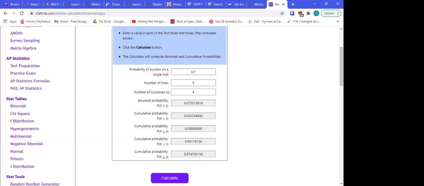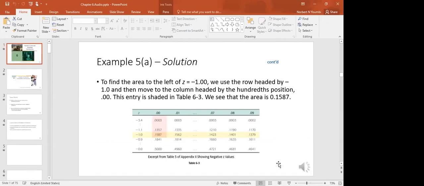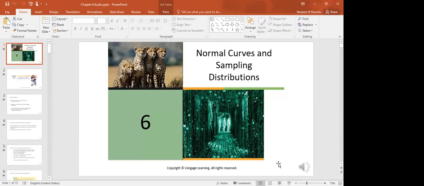This is the last part of chapter 5. Moving to chapter 6.